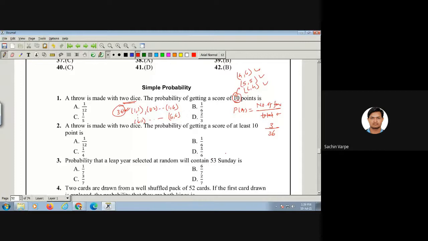Okay, at least 10. So at least 10 means what? 10 will be there, 11 will be there, and 12 will be there. So these 3 conditions. For 11, what will it be? 6,5 and 5,6. And for 12, what will it be? 6,6. So 6 total favorable outcomes, and 6 by 36 is the required probability.